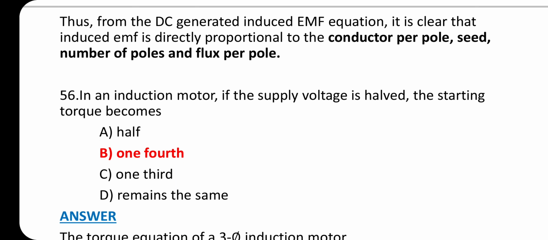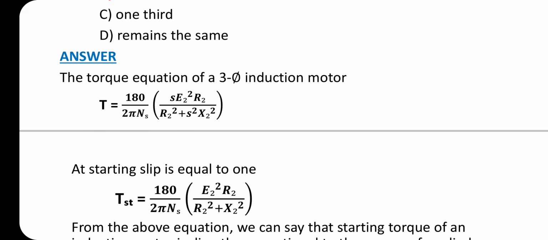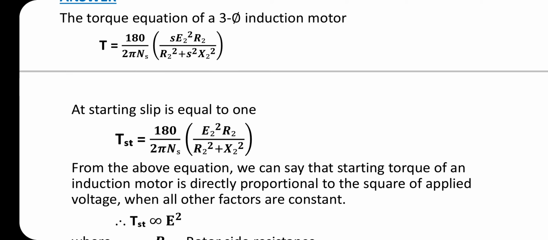In an induction motor, if the supply voltage is halved, the starting torque becomes, answer is option B, 1/4. The torque equation of a three-phase induction motor T equal to 180 divided by 2πNs into sE2 square R2 divided by R2 square plus s square X2 square. At the starting, slip is equal to 1, Tst equal to 180 divided by 2πNs into E2 square R2 divided by R2 square plus X2 square.